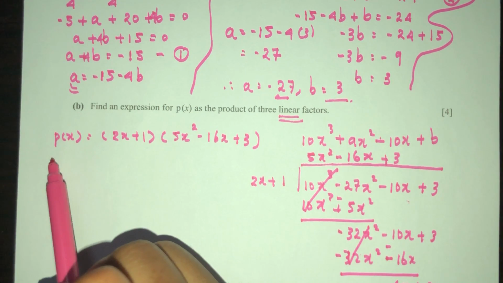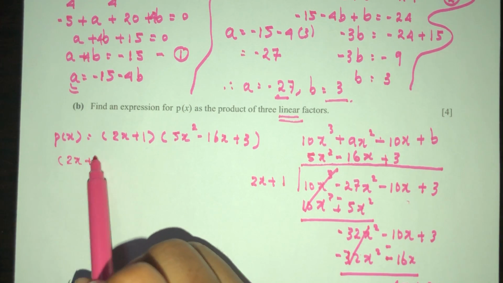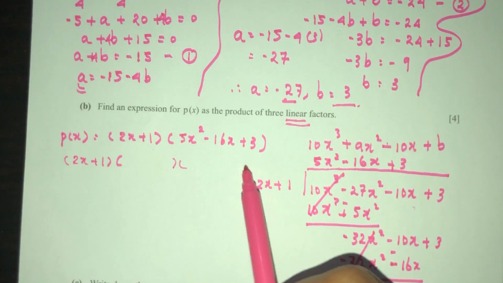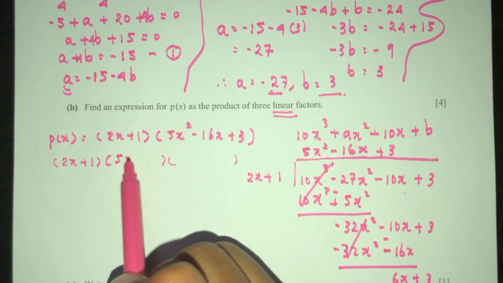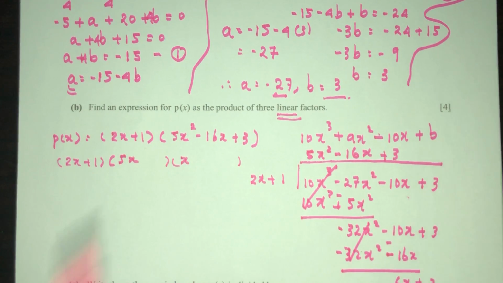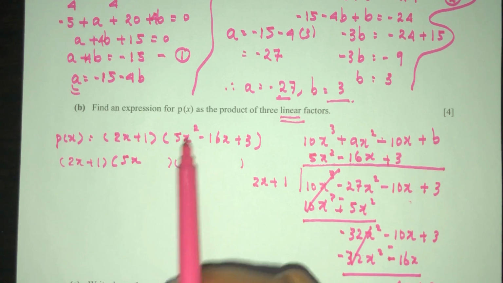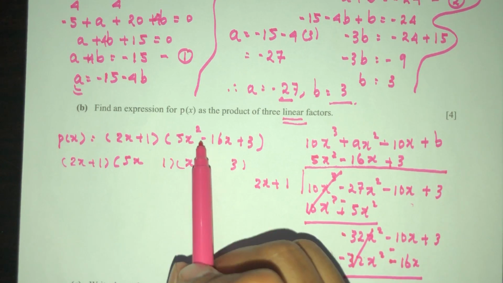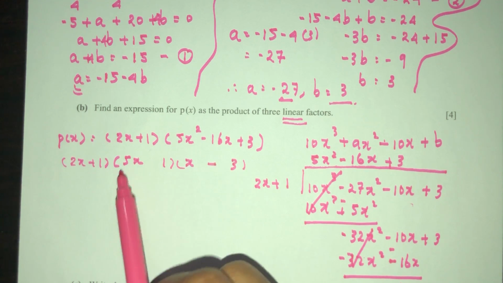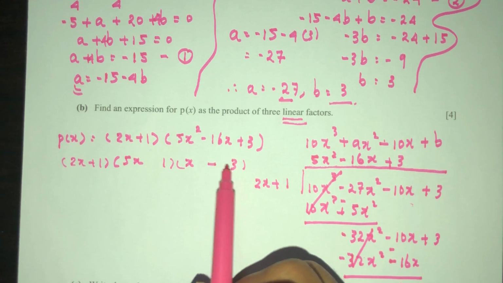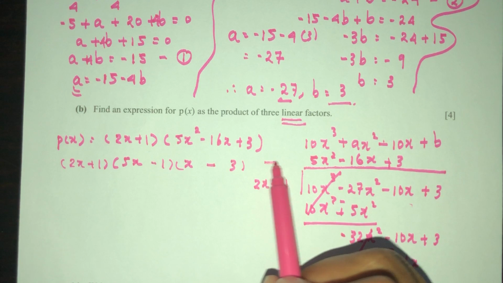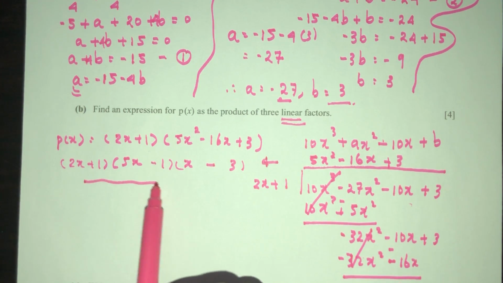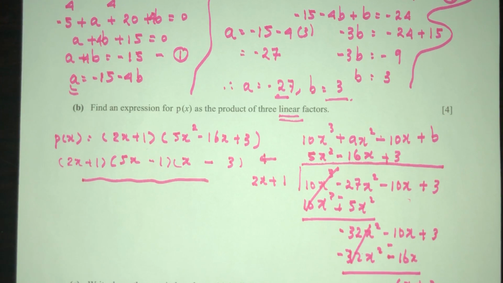We have to do it through factorization. So 2x plus 1, factorize this one. This is 5 times x, 5x, 5x. So 5x times x becomes 5x squared, and 3 will be 3 times 1. To get minus 16, we have to have minus 15, right? So this time this will be minus 15 minus 1. So this is your answer as a product of three linear factors.